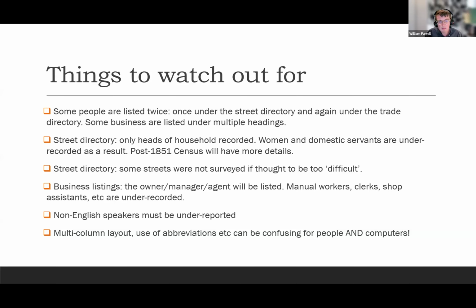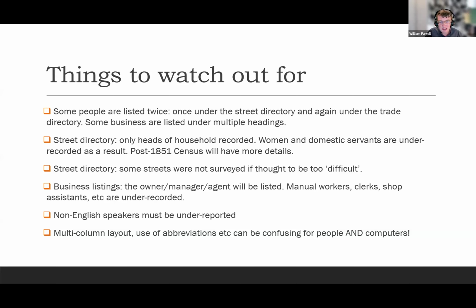In the street directory, only the heads of household were recorded. That means that women and domestic servants, children, and live-in apprentices are under-recorded as a result, and the post-1851 census will have a lot more details of the whole household than a street directory does.